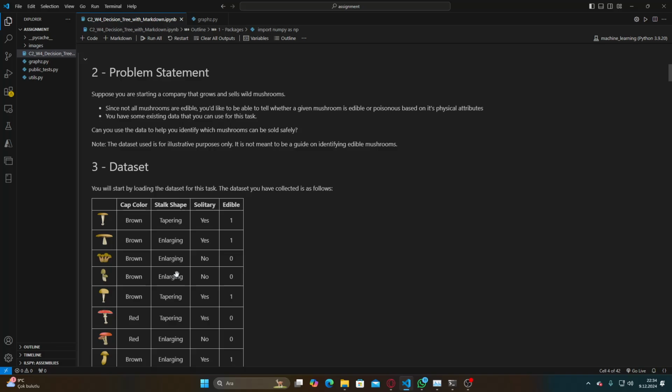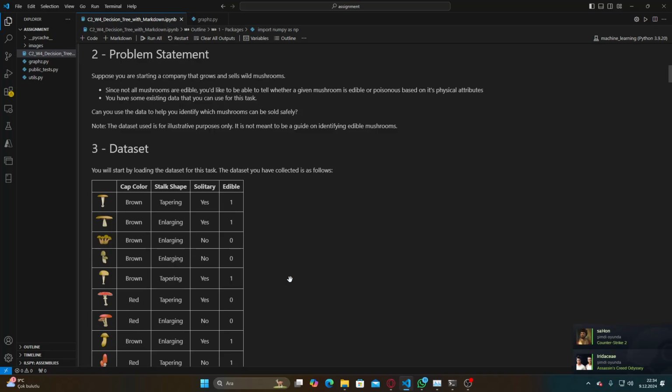The problem statement is: suppose you are starting a company that grows and sells wild mushrooms. Since not all mushrooms are edible, you'd like to be able to tell whether a given mushroom is edible or poisonous based on its physical attributes. You have some existing data that you can use for this task. Can you use the data to help identify which mushrooms can be sold safely? The dataset is used for illustrative purposes only. It's not meant to be good at identifying edible mushrooms.